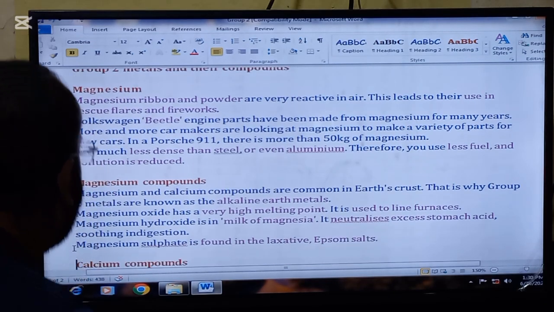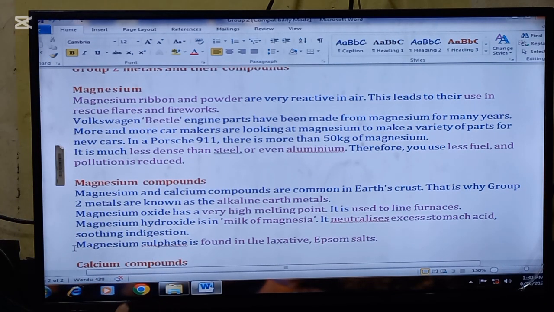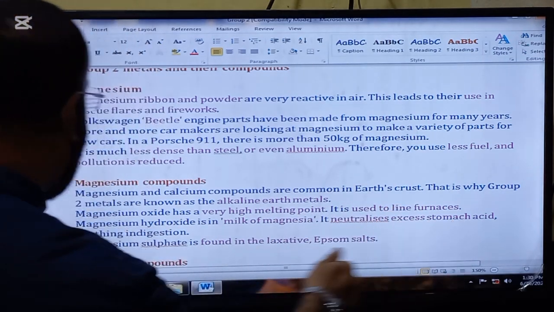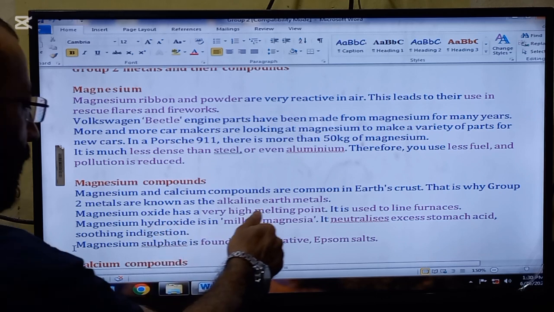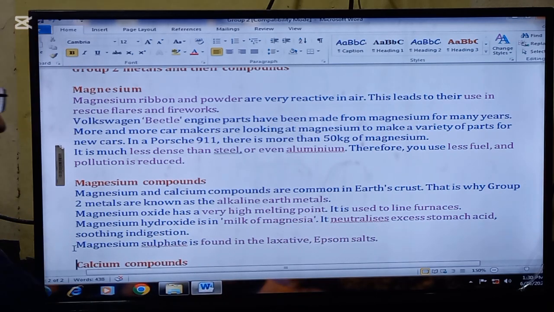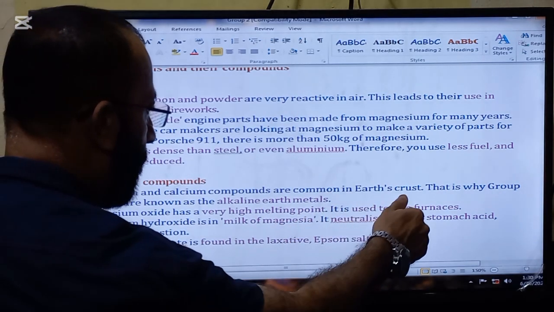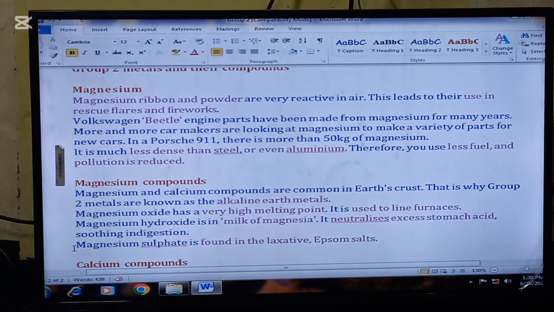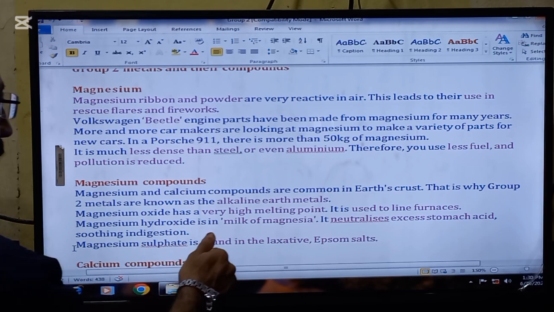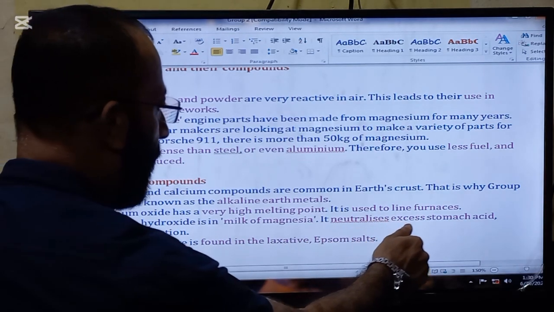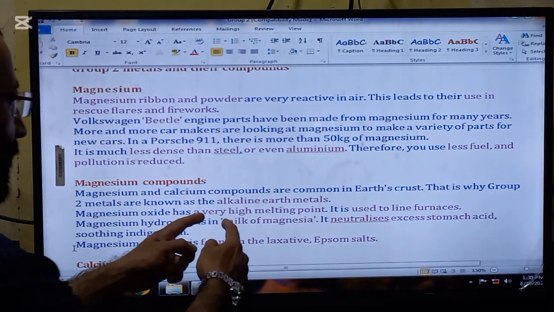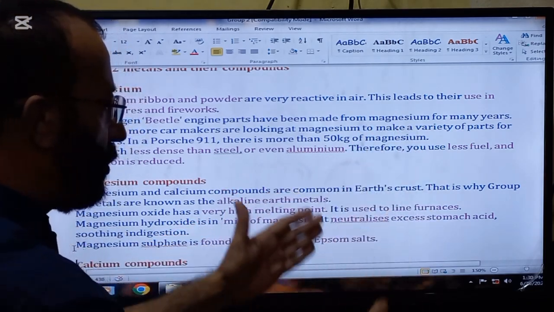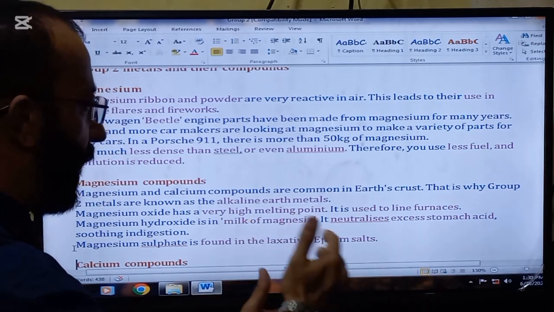The next compounds which we are going to read are magnesium compounds. Magnesium and calcium compounds are common in Earth's crust. That is why group 2 metals are known as alkaline earth metals, because they are commonly found in Earth's crust. So this is the reason for their name. Magnesium oxide has a very high melting point. It is used to line furnaces. Because it has a very high melting point, it is used to line furnaces in which bricks are normally cooked.